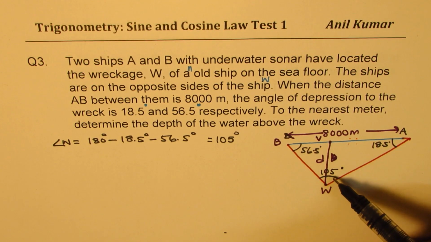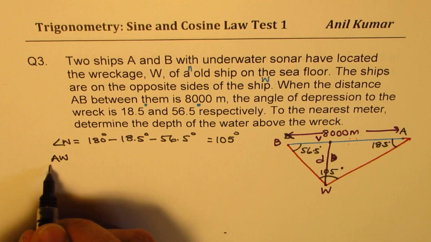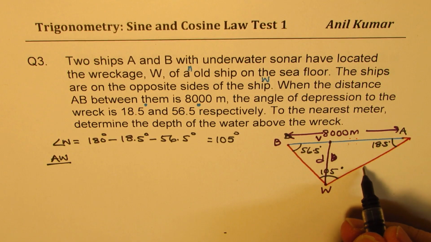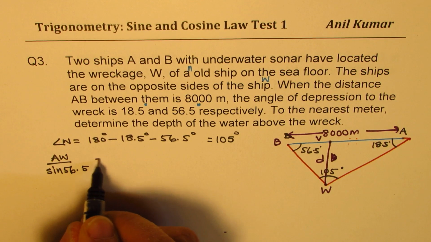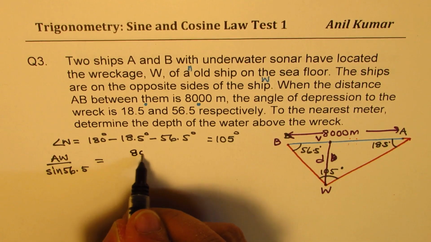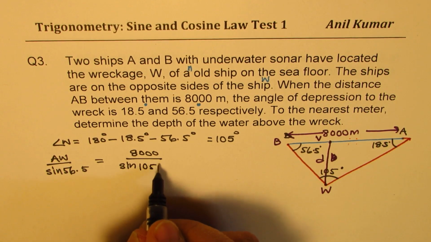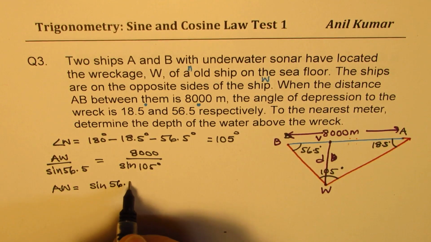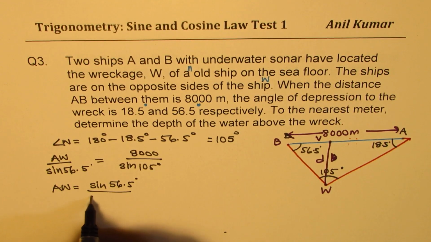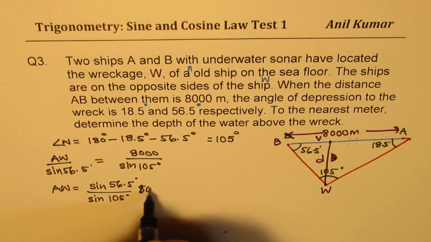So we have a combination of side, opposite side and angle known. So we can use sine law. So let's find AW. So we'll use AW on the top. Side opposite to angle 56.5. So let me write here sine 56.5 should be equal to 8,000 over sine of 105 degrees. So AW is equal to sine of 56.5 degrees divided by sine of 105 degrees times 8,000.